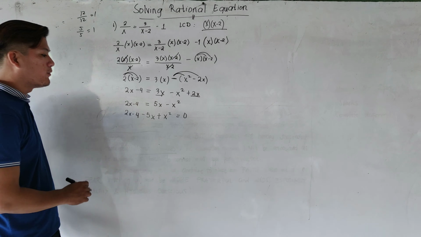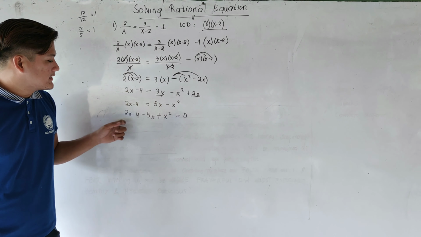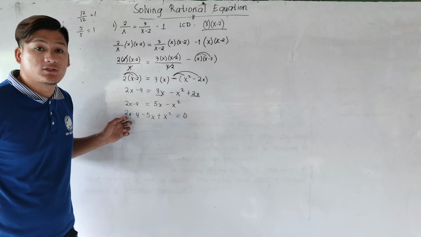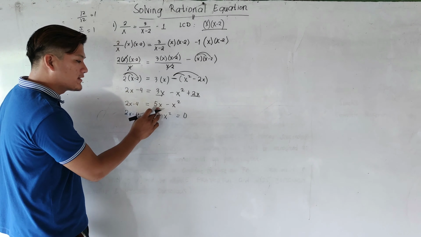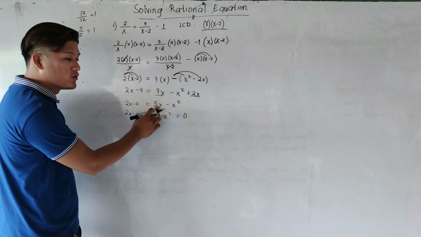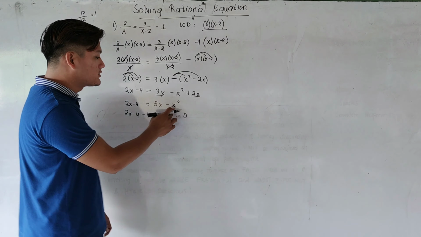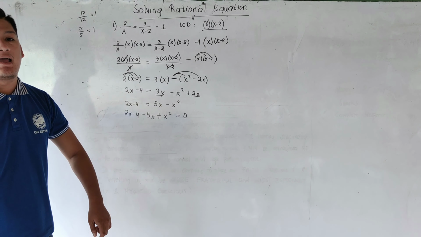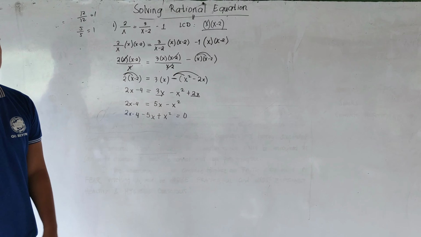Okay? Tinatranspose lang natin si 2x negative 4, hindi na change yung sign nila kasi hindi sila tinatranspose sa kabilang side. So we only have to copy the 2x minus 4. Si 5x dito, positive, so tinatranspose natin, nagiging negative 5x. Si negative x squared naman, tinatranspose natin, nagiging positive x squared. Wala na natira sa side na to, so we have to put 0.